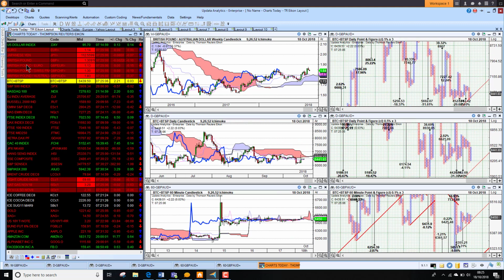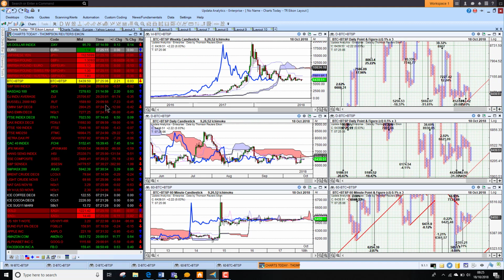Looking at Bitcoin, still bearish on the medium and long-term charts. Short-term, really nothing happening in the last couple of days, so quite a hard one to call.